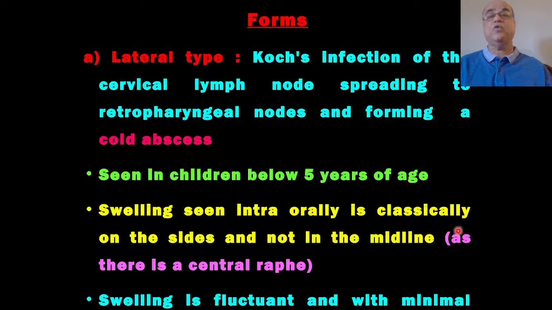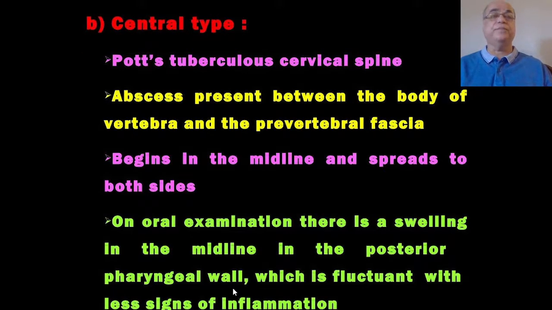Swelling seen intraorally is classically on the side and not in the midline, as there is a central raphe. I am mentioning it again and again. And the swelling is fluctuant with minimal congestion, with minimal signs of inflammation.